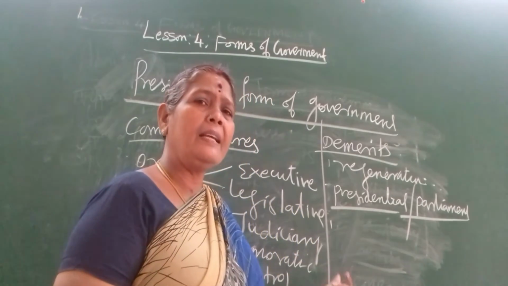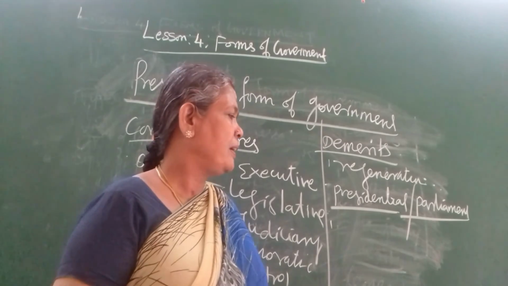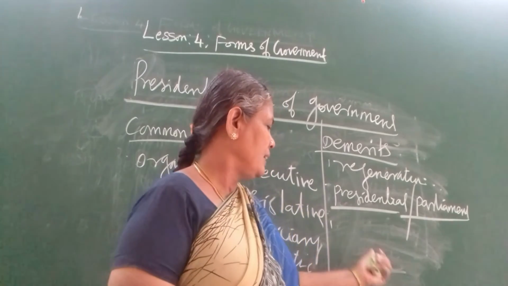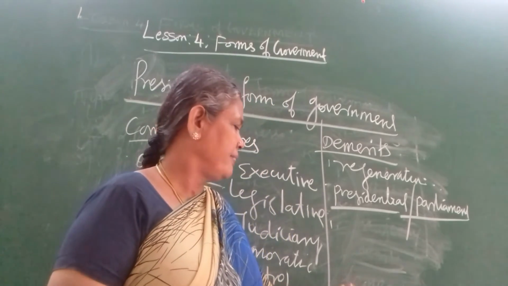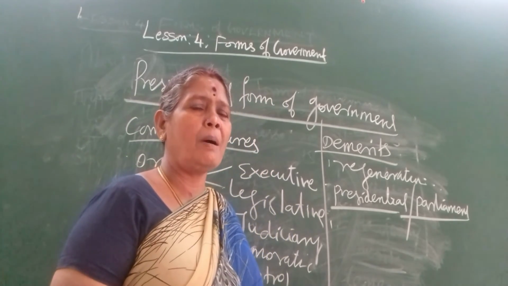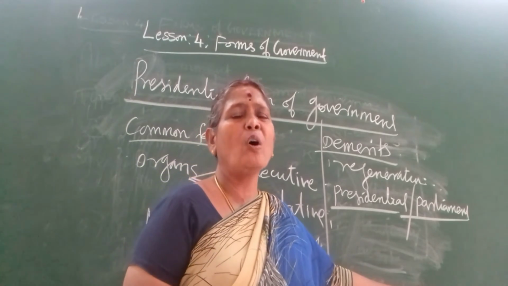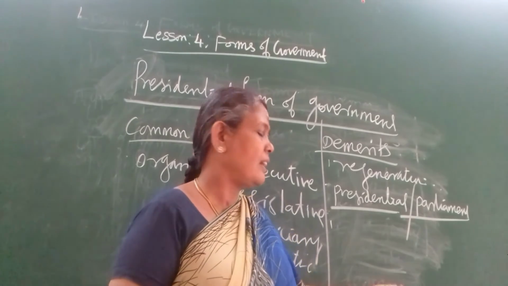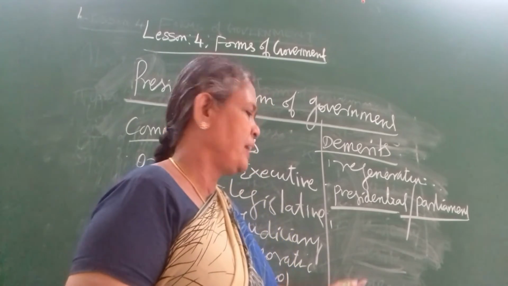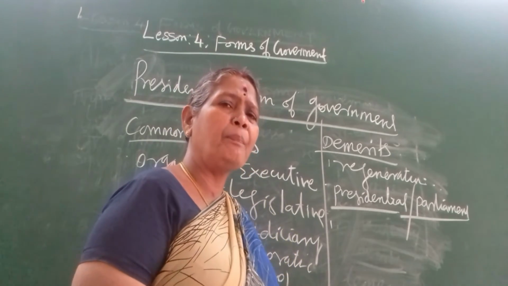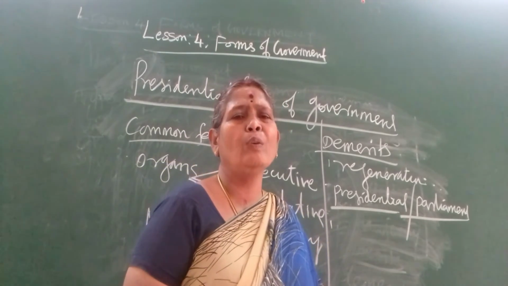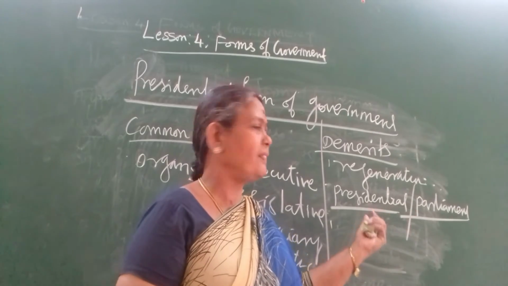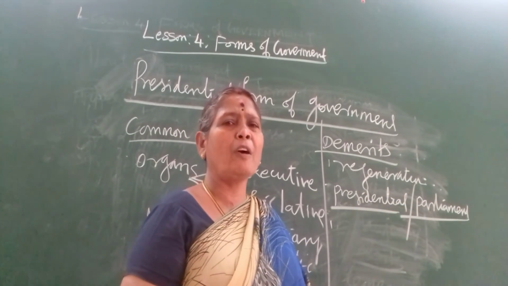Then here we have independent branches, but in parliamentary there are independent branches with overlapping functions. Then there is separation of power in the presidential form of government, but here there is no separation of power; power is centralized. Lastly, the president is a single leadership, but the prime minister is a collective leadership.